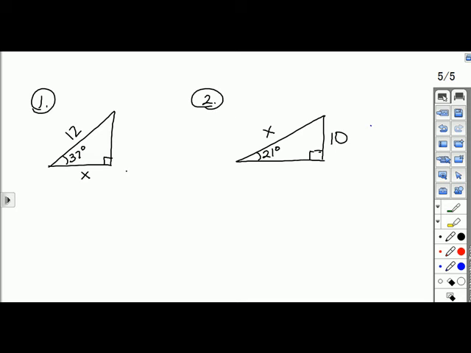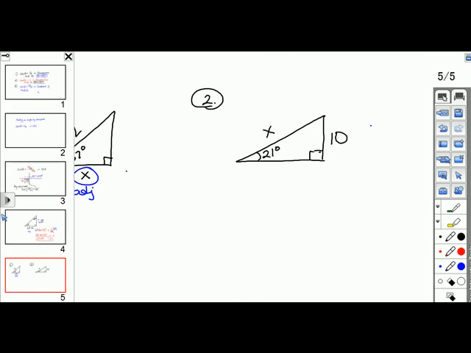So number one, we want to find x, and what side is x? Is it opposite, adjacent, or hypotenuse? Adjacent, okay? And we know that this side is 12, and what does that side represent? Hypotenuse.